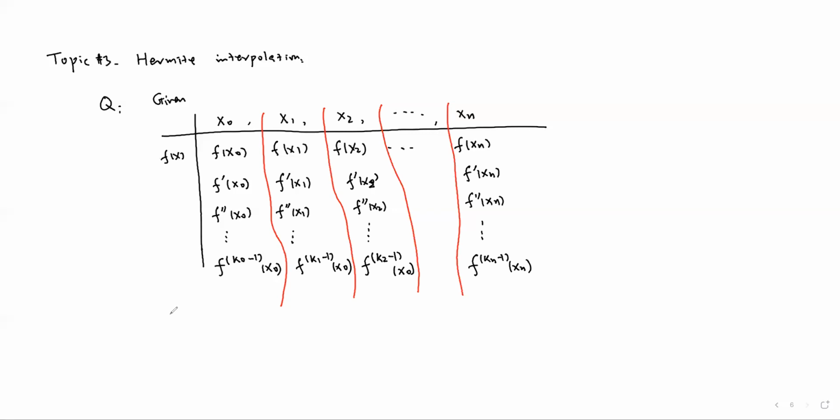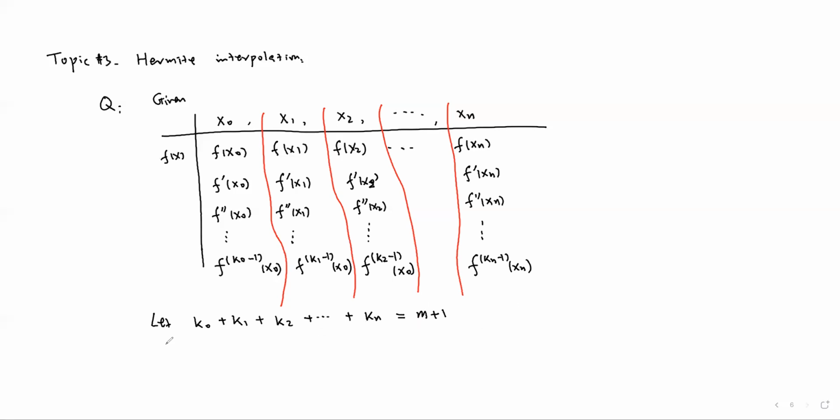Let me introduce an integer m. Let K0, this is an integer, plus K1 plus K2 plus up to Kn. This sum is an integer. Let me denote it by m plus 1. In other words, m is this sum minus 1.